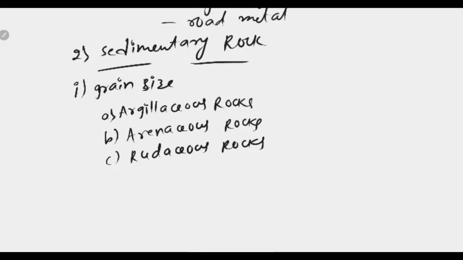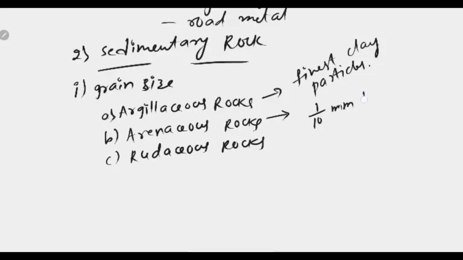Argillaceous rocks means rocks made up of the finest clay particles. Finest clay particles are known as argillaceous rocks. Arenaceous rocks means made up of particles with grain size between 1/10 mm to 2 mm in diameter. Rudaceous rocks means the grain size is more than 2 mm in diameter.